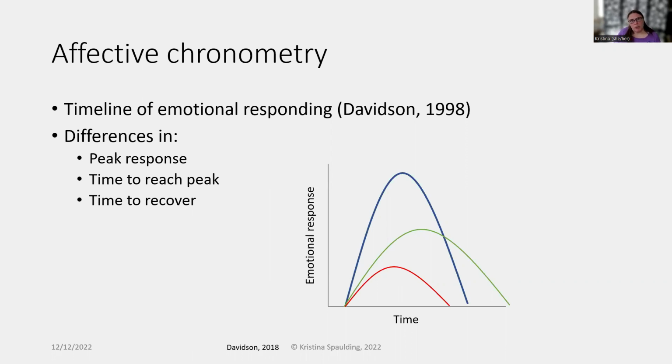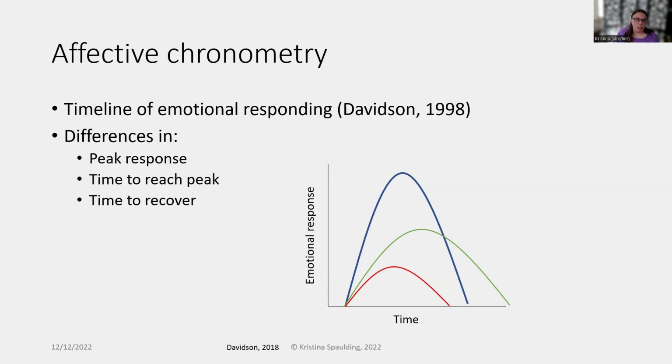But basically, it's referring to differences in the peak response, the amount of time it takes to reach the peak, and the amount of time that it takes to recover. So if you look at these 3 lines, imagine these are 3 different individual animals. The blue line has the highest peak, but the green line, even though the peak is lower, it takes the animal longer to recover. And then the red line is lower peak and faster recovery time.